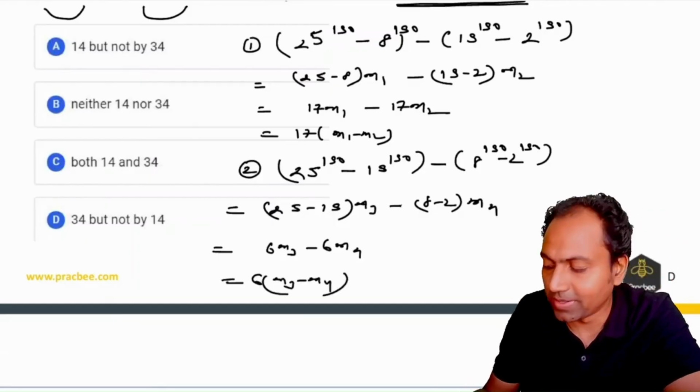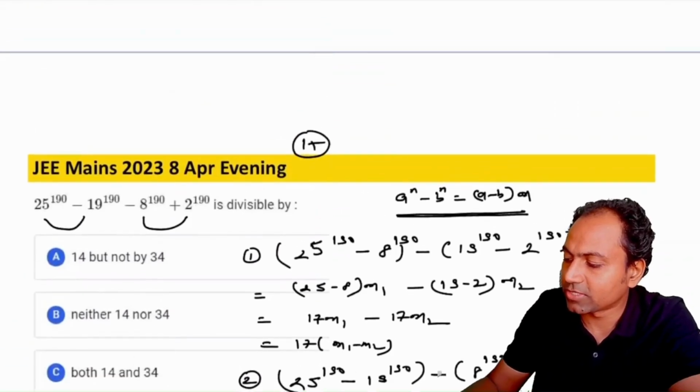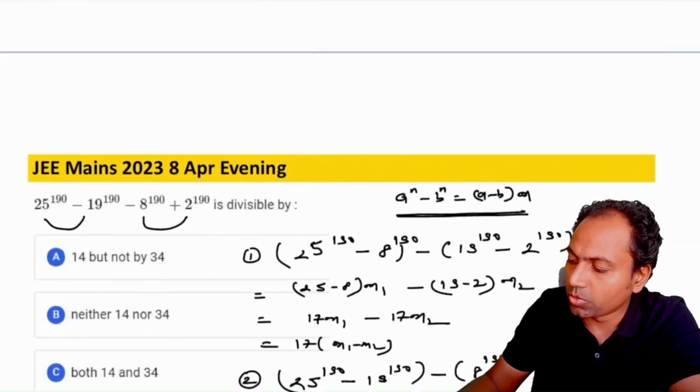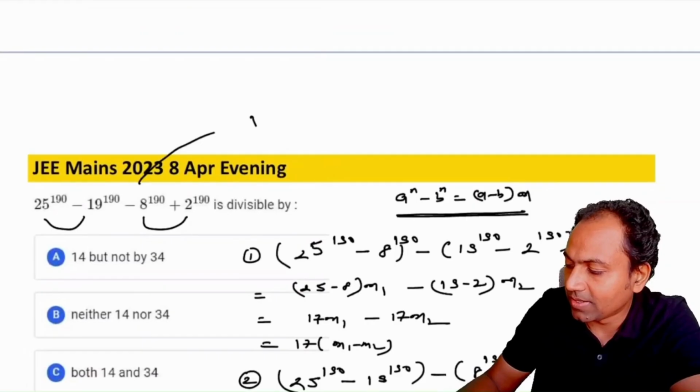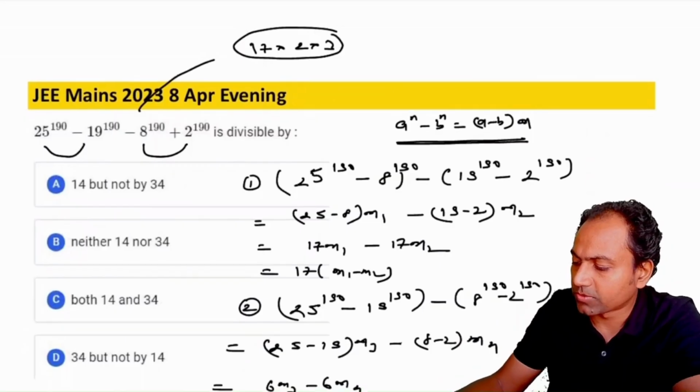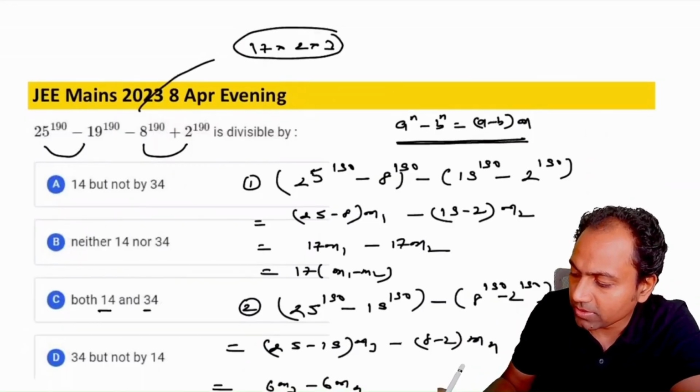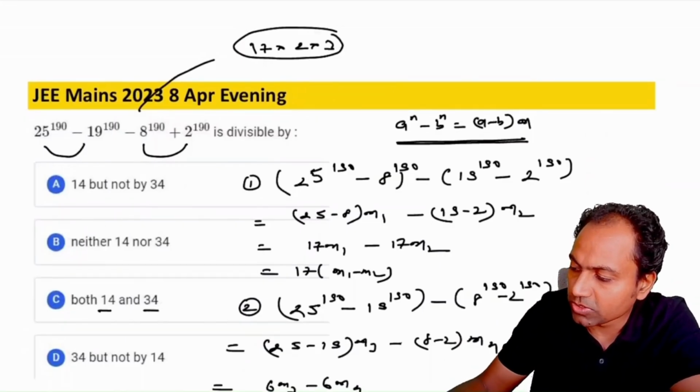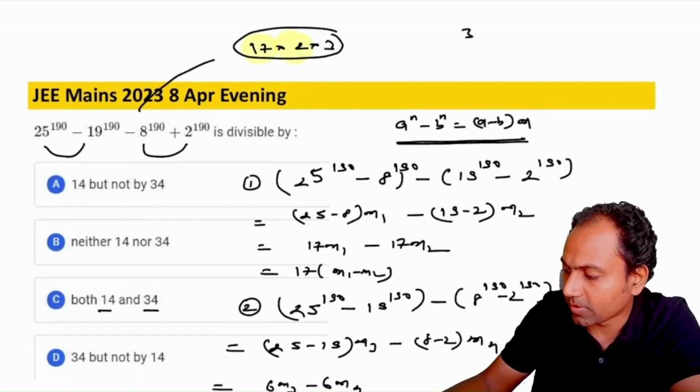What you are getting from here is a very simple idea: the given expression is a multiple of two terms. One is 17 and another one is 6. 6 can be written as 2 into 3. So if you have this much, now if I look into the options, they are talking about divisibility by 14 and 34. See, 34 is possible if I take 17 into 2. So 34 is definitely there, there is no problem.